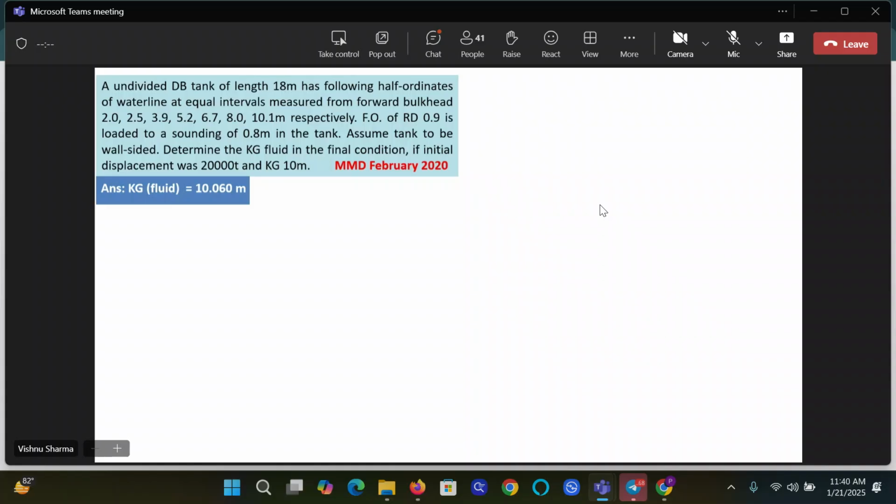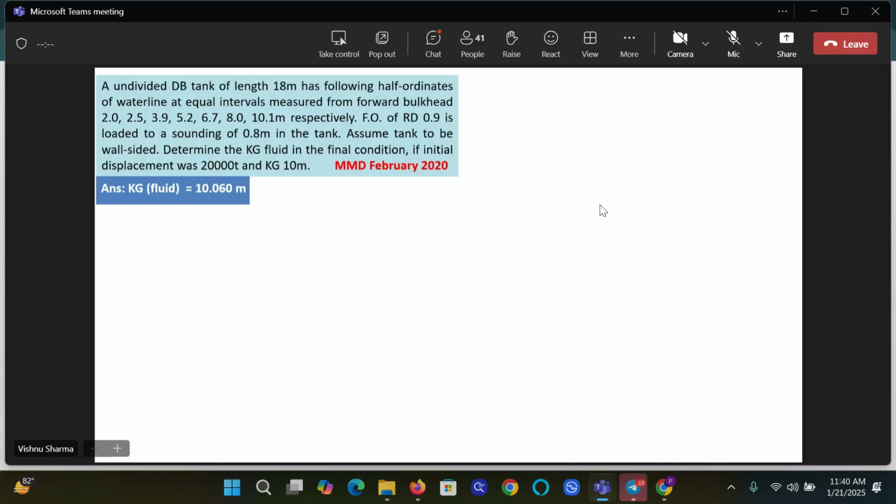You need the KG solid in the final condition after the fuel oil was taken, and you also need to know the final FSC. Is there any initial FSC or FSM given in the question? Yes or no? No sir, nothing was given. Okay, very good. That means for the initial FSM, you have no choice but to assume it is 0.